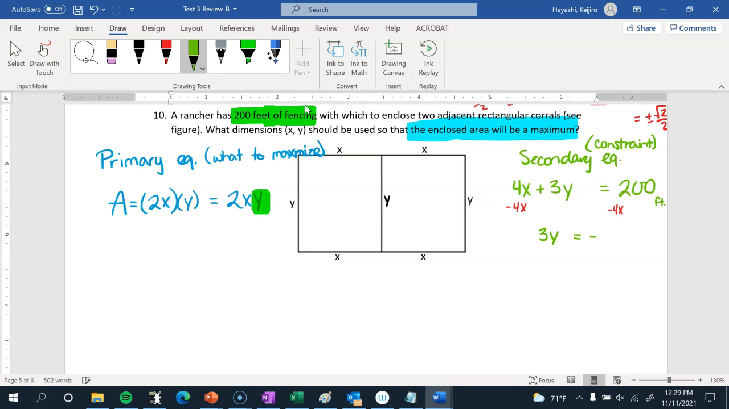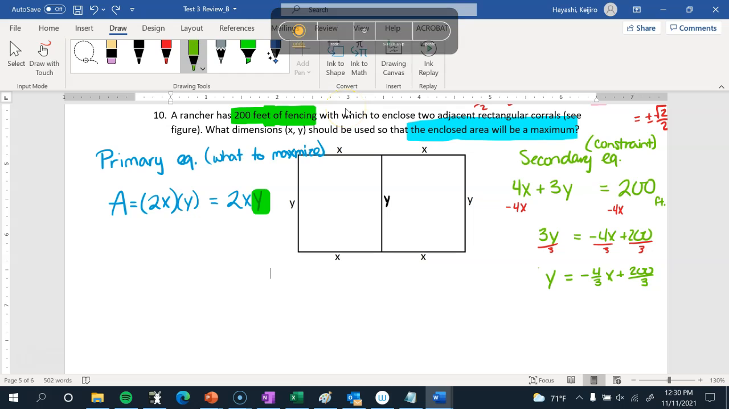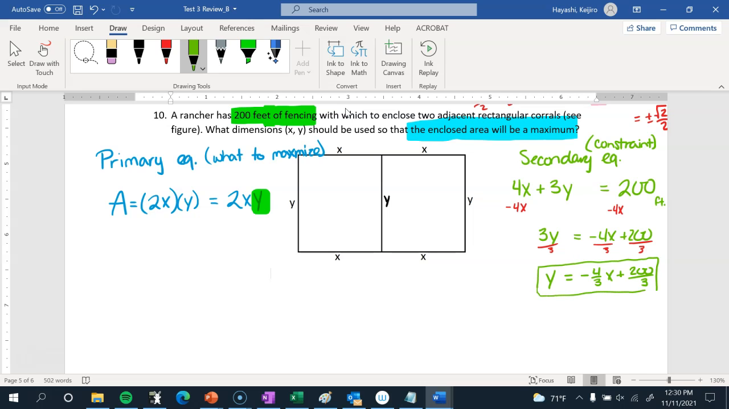Giving us 3y equals negative 4x plus 200. And then let's divide by 3. That's going to give us y equals negative 4/3 x plus 200/3. Right, that completely washes it out. Okay, so this is an expression for y in terms of x.